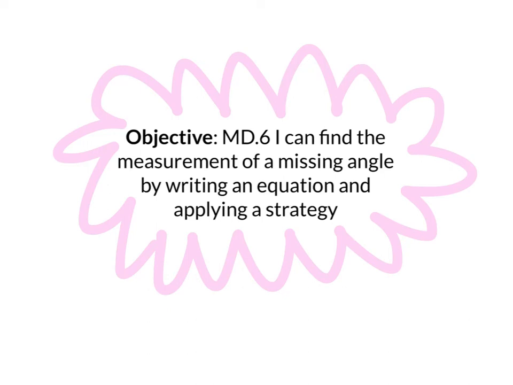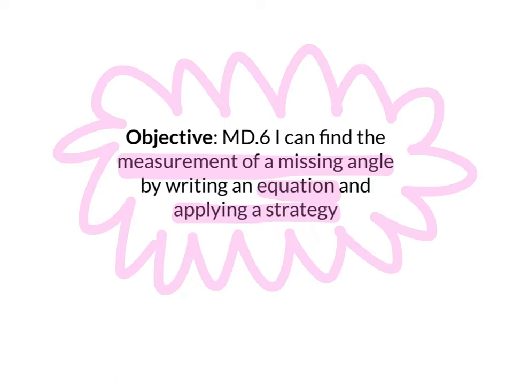Today's objective is I can find the measurement of a missing angle by writing an equation and applying a strategy. So we're going to be looking at all different types of angles where we are given certain angle measurements, and then we also need to solve for missing angles. We're going to be doing this by writing an equation with the help of our part-whole chart and applying a strategy to solve.